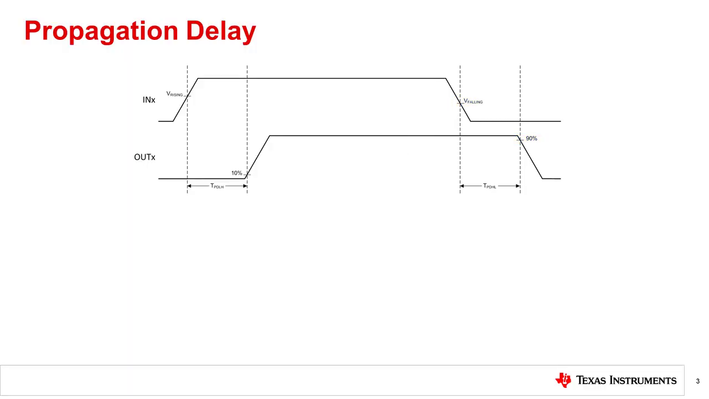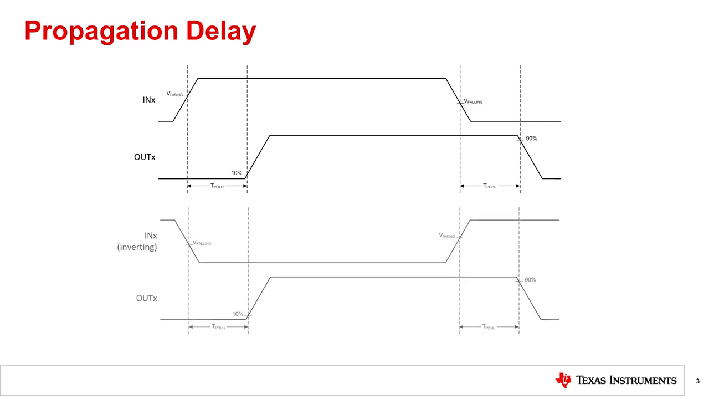If the output is inverted, the only change to the definition is that now propagation delay from low to high depends on the falling input threshold, and propagation delay from high to low depends on the rising input threshold. In order to eliminate any differences due to drive strength or supply voltage, propagation delay should be measured with minimal or no load, and at a consistent supply voltage for both input and output.